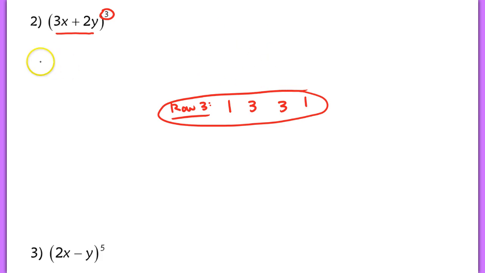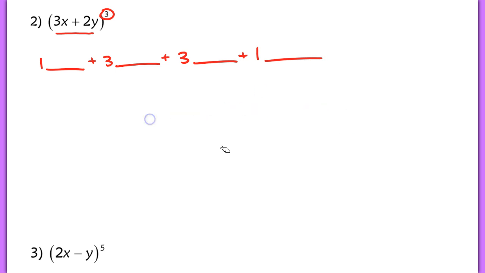So I'm going to write 1 and then a blank, because I'm going to fill that term here, plus 3 times a blank, plus 3 times another blank, and then plus 1 times another blank. Okay, so I've set it up. Now, I just want to double check here again that I have 4 terms. So I have 1, 2, 3, 4 terms. Remember, to find the number of terms, you just take 3 and you add 1 to it. That's going to tell you how many terms you should have in your final product.